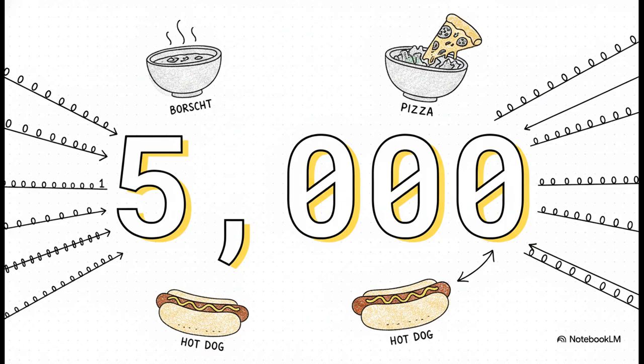Let's say you curate a data set for your new app, and it contains exactly 5,000 popular menu items. Borscht, pizza, salad, hot dogs, the whole shebang. In the old days of one-hot encoding, just to represent a single meal, let's stick with the hot dog, the computer would literally create an input vector that is 5,000 digits long. It's basically a string of 4,999 zeros with a single one stuffed into the exact slot assigned to hot dog. I mean, it is incredibly bulky.